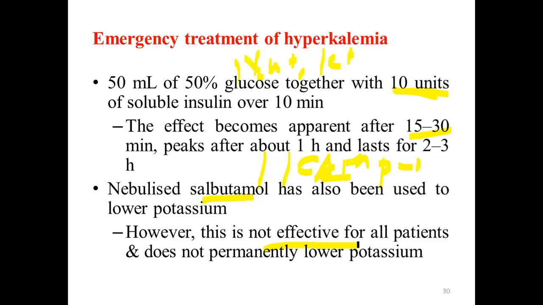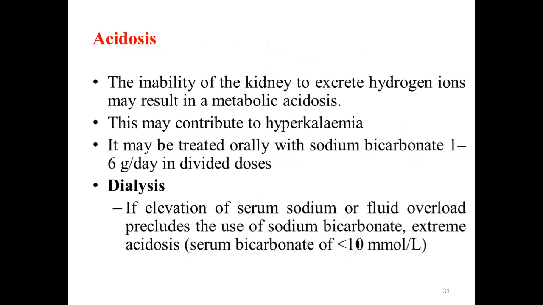Those are acute management. You give calcium gluconate to reverse the cardiac effect because that is the urgent one, then you shift immediately with these drugs, then the next step is chronic management. If the potassium level is not resolving, maybe you need to add a potassium binding resin. I think we will discuss that when we discuss chronic kidney disease.